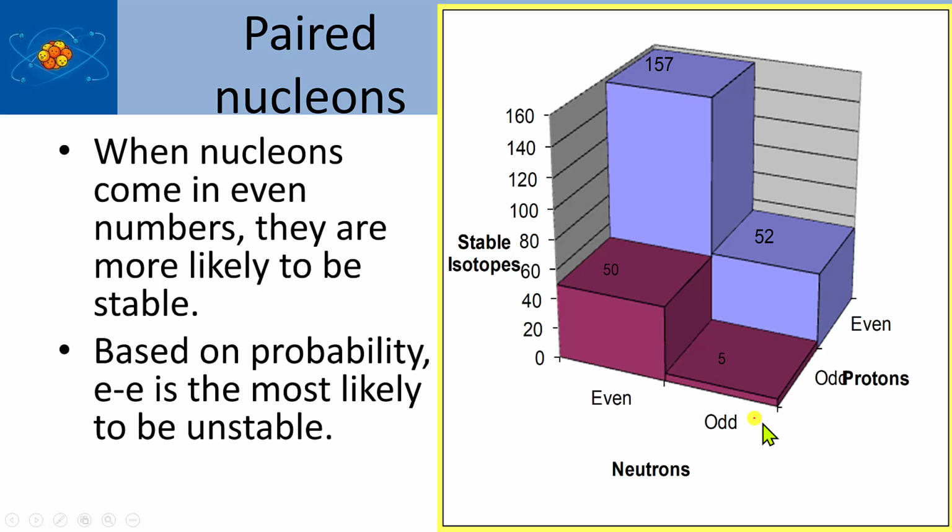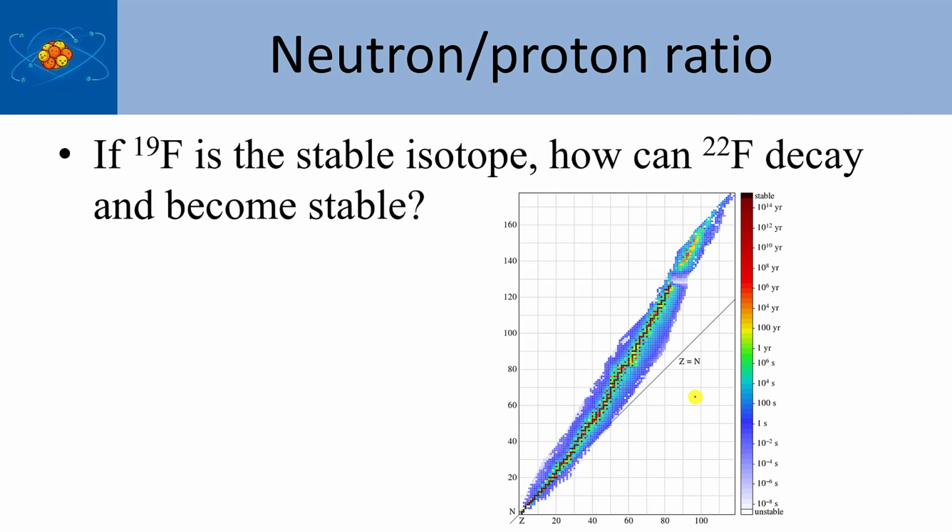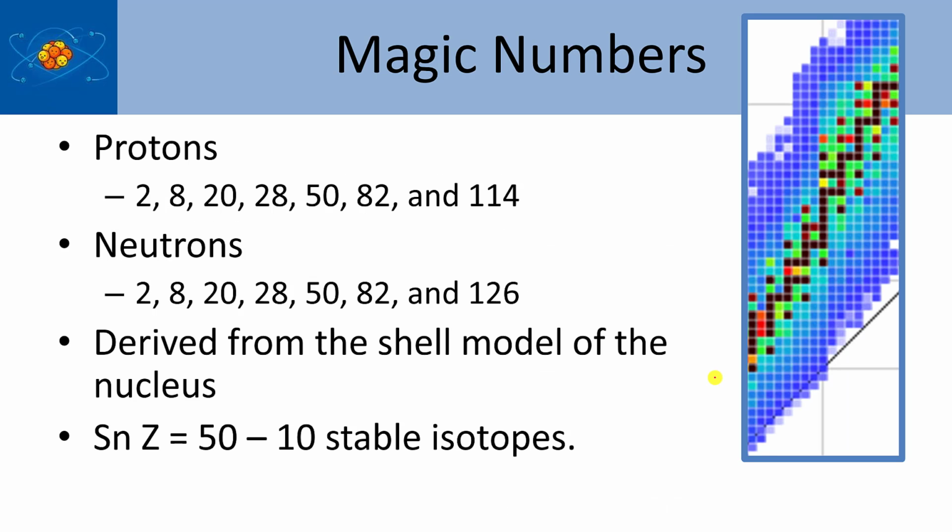But the most common combination is when you have an even number of protons and an even number of neutrons. Most of the stable isotopes have that combination. So if you're looking at an atom and trying to predict whether or not it's stable, you could look at the neutron-proton ratio, and you can also look to see whether the number of neutrons and the number of protons are even numbers.